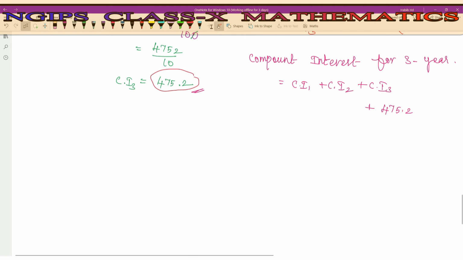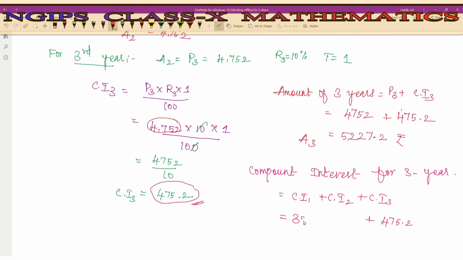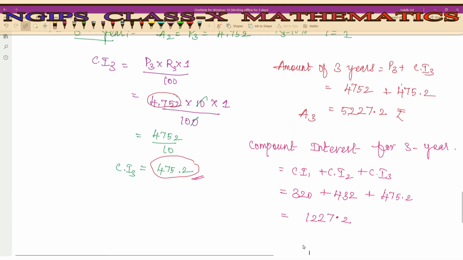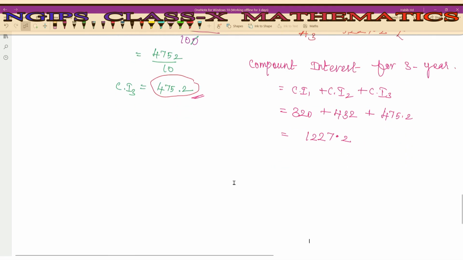So if you add all three values, 320 plus 432 plus 475.2: 0.2 stays as 0.2. 5 plus 2 is 7, 7 plus 0 is 7, and 7 plus 3 is 10, 10 plus 2 is 12, remainder 1. And 4 plus 1 is 5, 5 plus 4 is 9, 9 plus 3 is 12. So we got 1227 rupees. This is the compound interest.